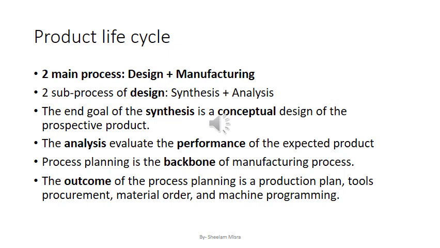Before going to understand product life cycle, we need to understand that it involves two main processes, design and manufacturing. Two sub-processes involve synthesis and analysis. The end goal of synthesis is conceptual design. Analysis is evaluated on the basis of the performance. Process planning is the backbone. Outcome of the process planning is product plan, tool procurement, material order, and machine programming.